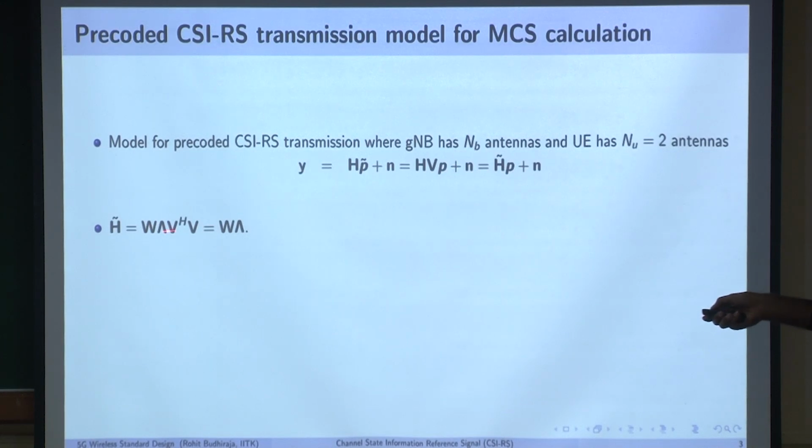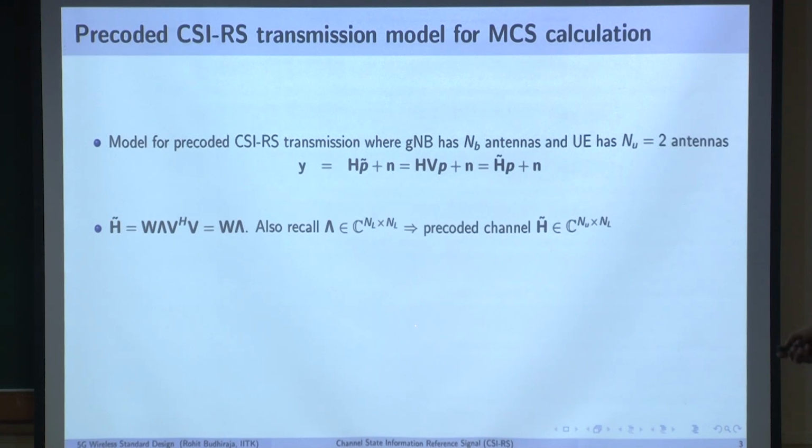So this is how we wrote H tilde. We are aware of this. H tilde is basically W lambda V Hermitian V, and you are left with W lambda. We have seen this multiple times. So this is NL cross NL, and this is a precoded channel which is NU cross NL. NL is 2 over here because it is the minimum of NU comma NB.